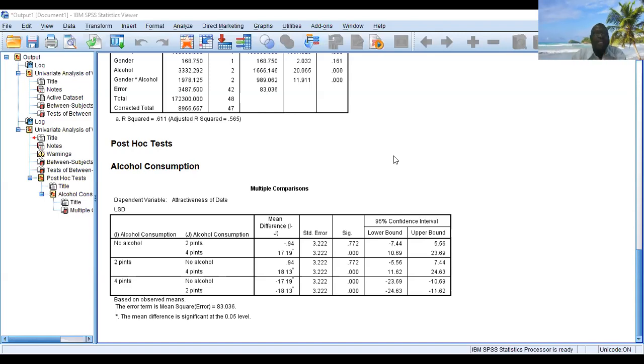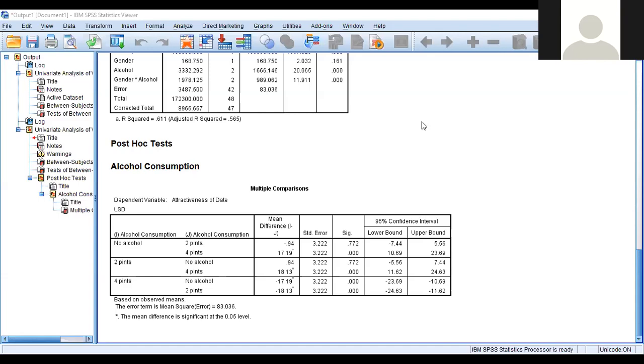Okay, let's go back. Why this? I don't know why this is. I should stop sharing and go to contrast. Hello, sir. Yeah, I actually think so, because minus 17.19 is higher than minus 18.13. So 4 pints and no alcohol. No, that one is just a matter of minus. You look at 17.19 and 18.13. It's actually the absolute value you look at, because the sign is just a matter of which one you removed from which. It's the absolute value you look at, sir.